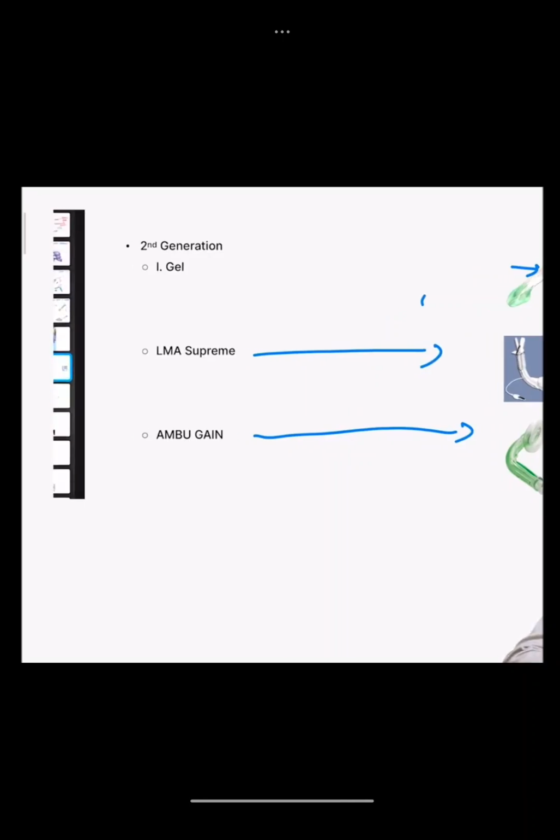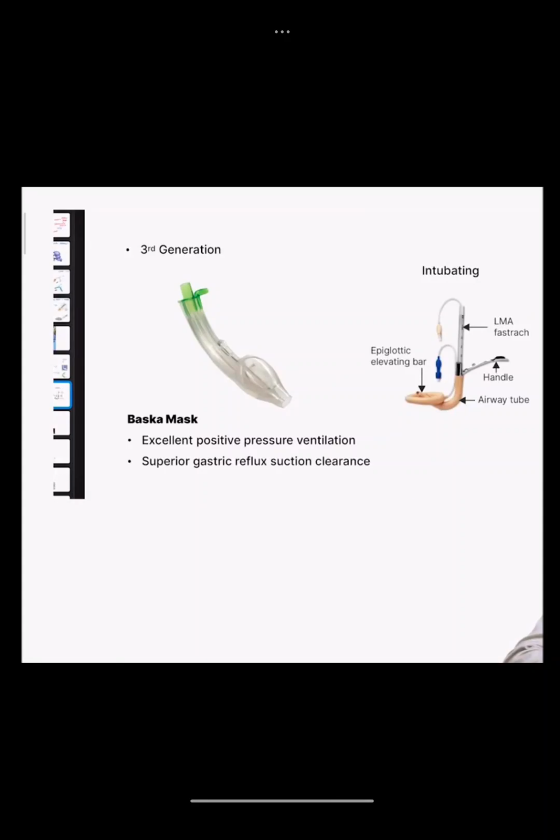Remember, guys, AMBU Aura is first generation. AMBU Gain is the second generation LMA. In the second generation LMA, you have iGel, LMA Supreme and AMBU Gain. All the second generation LMAs have two ports. One is the tracheal port and the other is the esophageal port through which you put the Ryle's tube and deflate the stomach. Basically, second generation are important because they prevent the risk of aspiration.